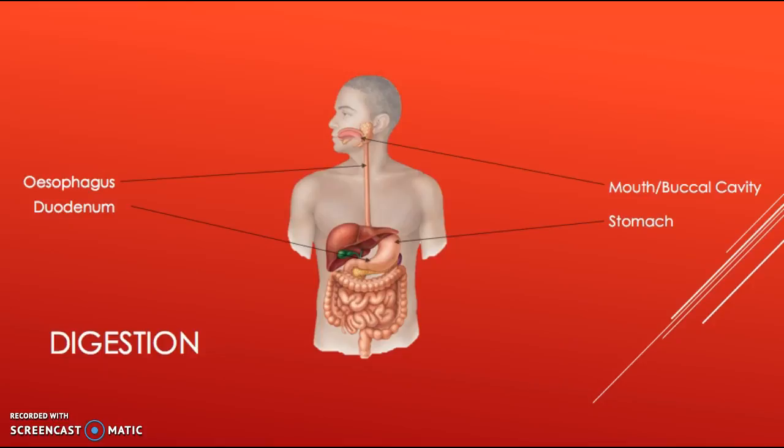Once all that is left is to break down the fats, the food will travel through the duodenum to the small intestine.